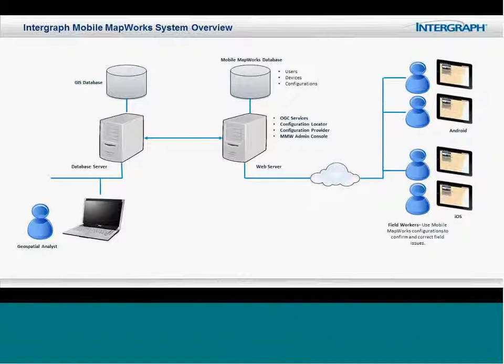Working against, again, 3G, 4G wireless connections into the web server, where you see that there are some services running back there that basically can take the information in, transfer that to the database server into the GIS database that is located on the left-hand side. And of course, in the middle at the top, there is a small database for Mobile MapWorks.